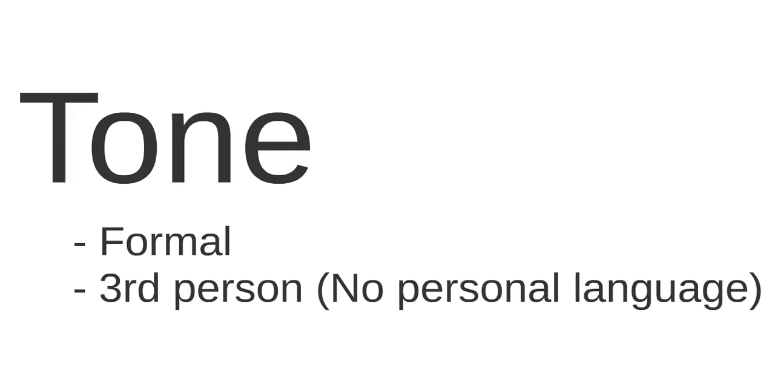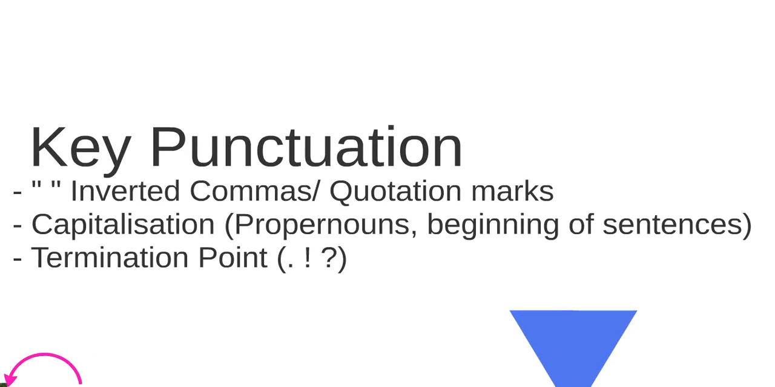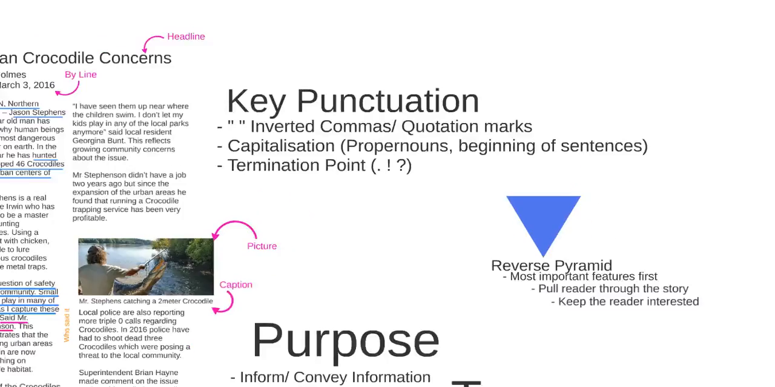The tone of a newspaper article is formal, and it must be written in the third person, so no personal language. All punctuation applies to a newspaper article, but for this one we'd really like you to focus on using inverted commas or the quotation mark, capitalization of proper nouns and the beginning of sentences, and also the correct use of termination points, full stops, exclamation marks and question marks.